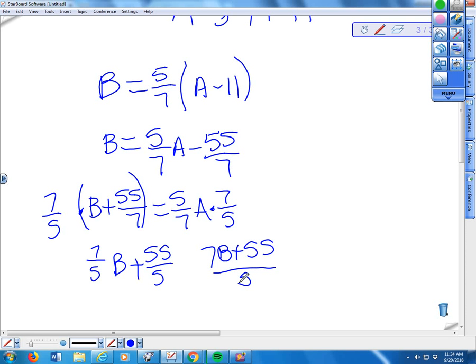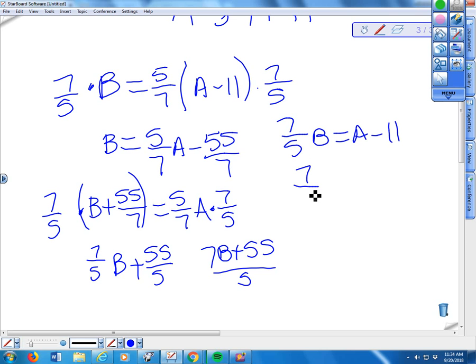But the shorter way to do this problem would have been just to multiply the reciprocal before I distribute to get 7/5 B equals A minus 11. Add 11. And I know that's not any of the choices, but if I split this into two fractions, this is 7/5 B plus 55/5, which is 11. And so that was letter A.